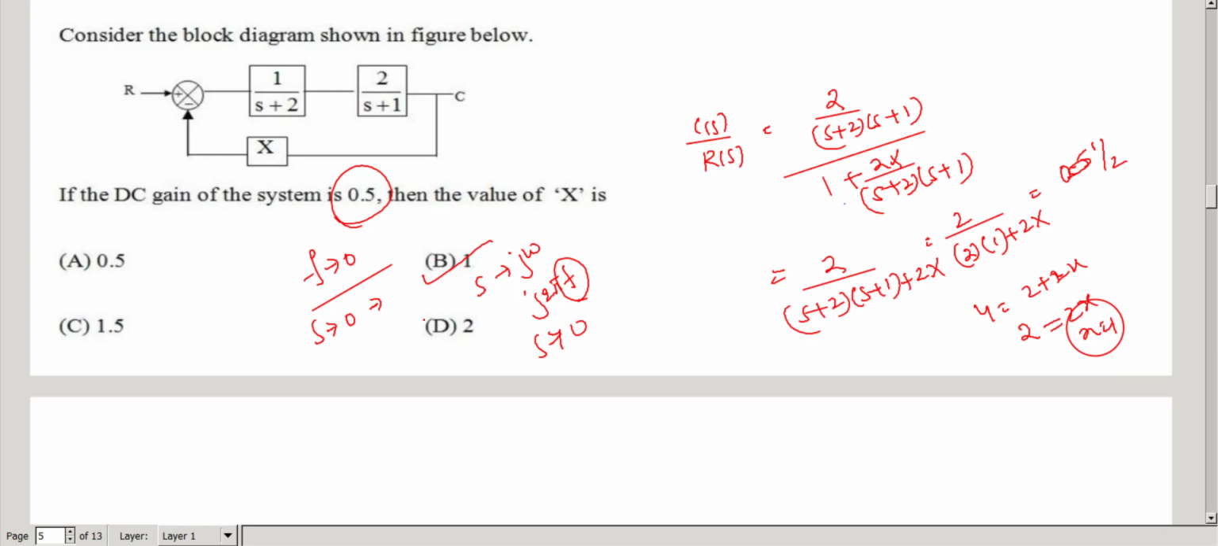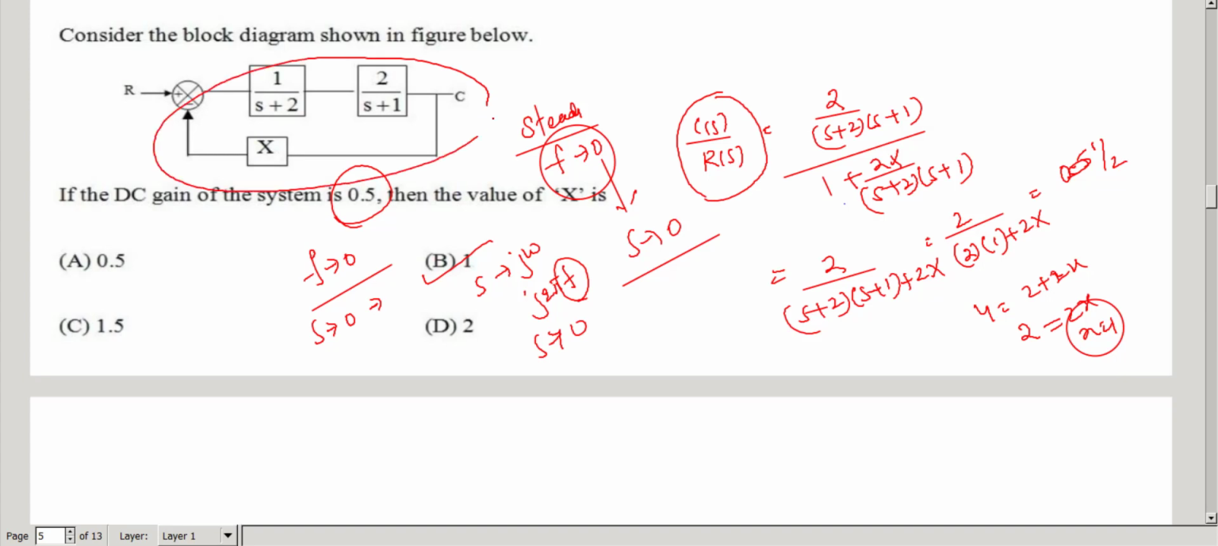So DC gain is nothing but the steady state gain, that is frequency equal to 0. Frequency equal to 0 means s tends to 0. So C(s) by R(s) is the gain of this transfer function, output by input is the gain. I want the DC gain of this transfer function, so simply replace s tends to 0. Next question.